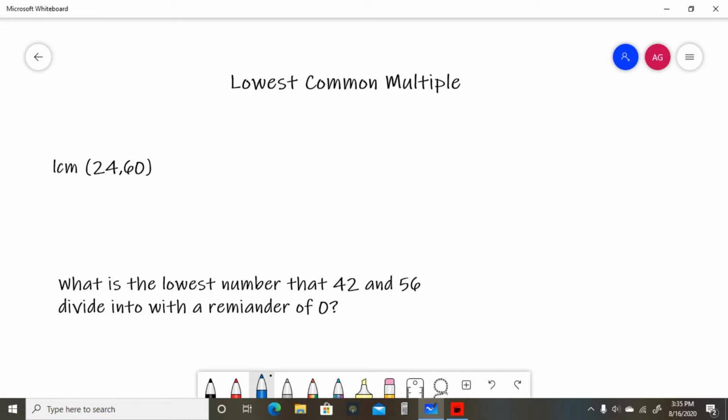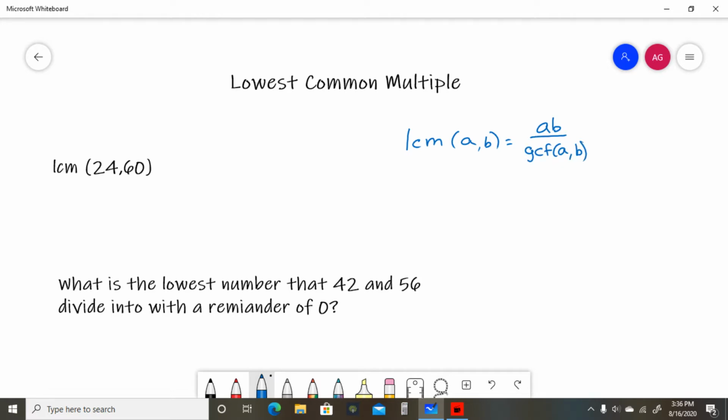Today, we'll be learning how to find the lowest common multiple of two numbers, so let's get to it. For our first problem, we were asked to find the lowest common multiple of 24 and 60. For this, we're going to use a trick. Well, not so much a trick as a definition. And that is that the LCM of A and B is equivalent to the product of A and B divided by the GCF of A and B.